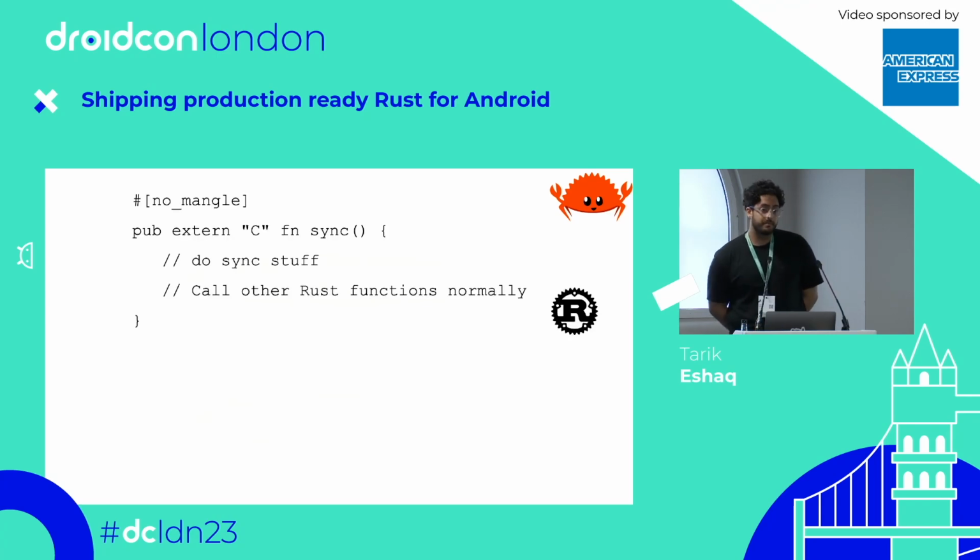You add a no mangle on top. What that does is it instructs the Rust compiler to keep the symbols the same. So the function called sync will always be called sync and can be consistently referred to as sync from the outside.